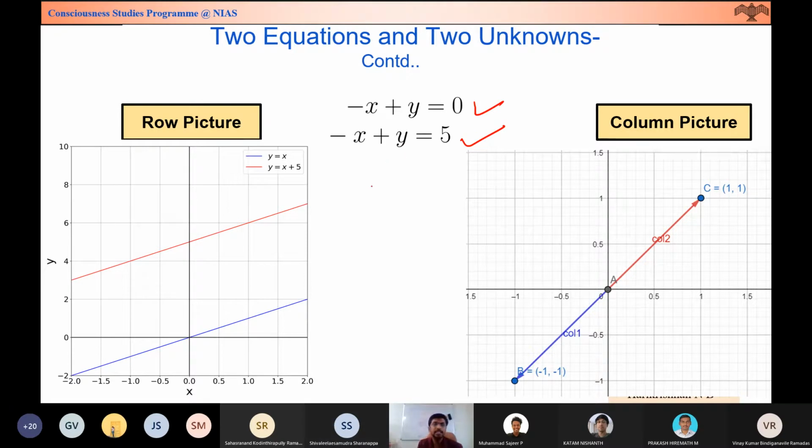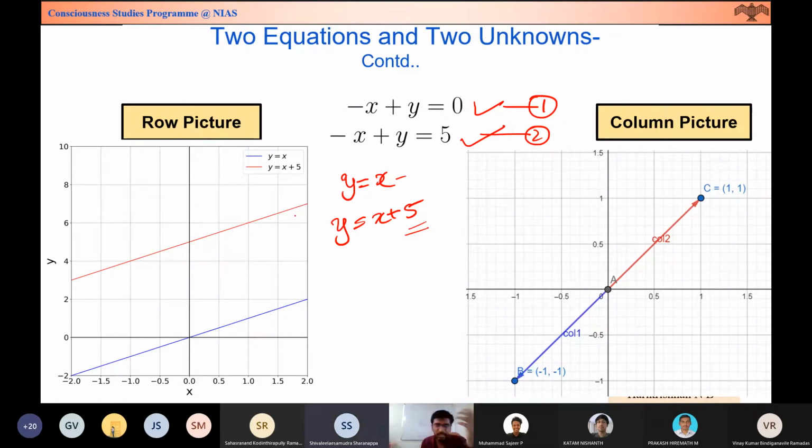Let us try and understand the row and column picture first. We will rewrite the first one as y equal to x. The second one, we can rewrite as y equal to x plus 5. Look at these equations. They have the same slope, and the only difference is there is a y-intercept here and no intercept there. The first equation passes through the origin. The second equation is parallel to the first equation, and it has a y-intercept equal to 5.